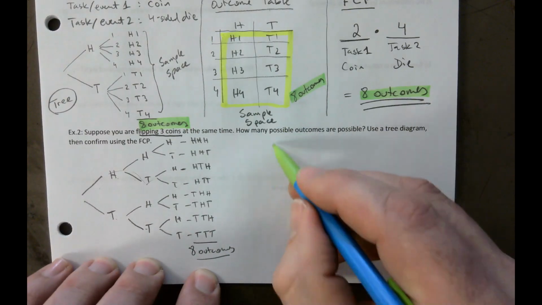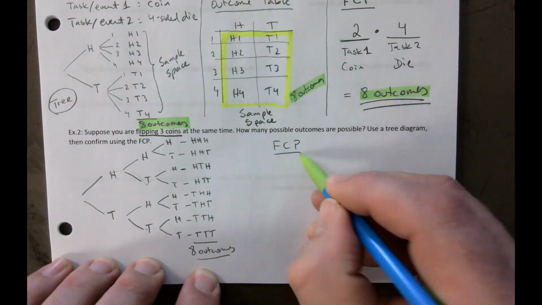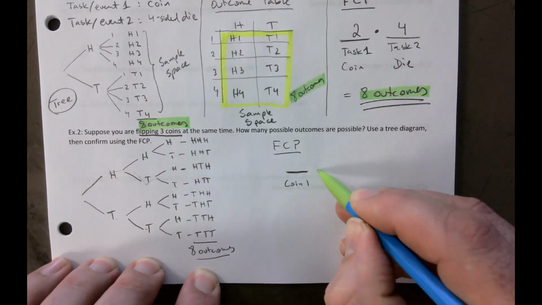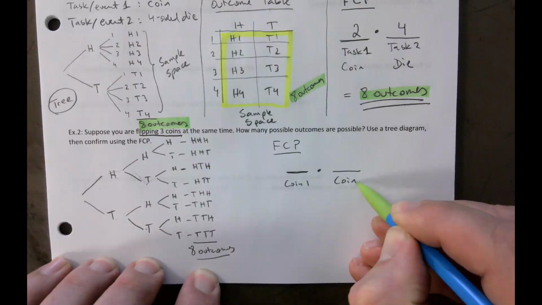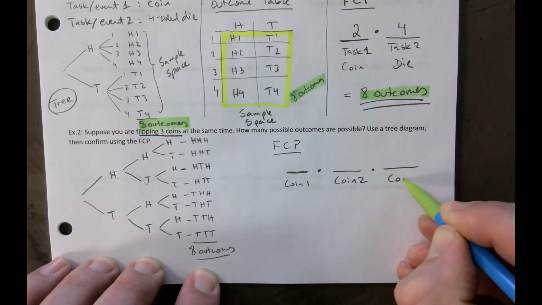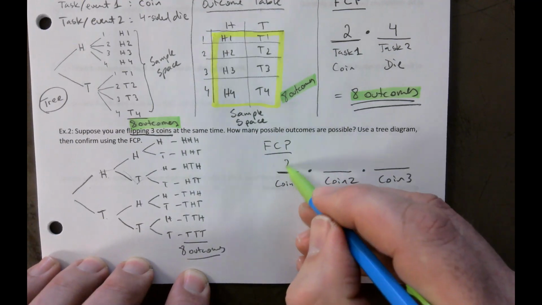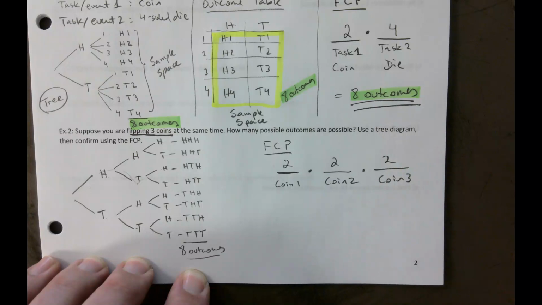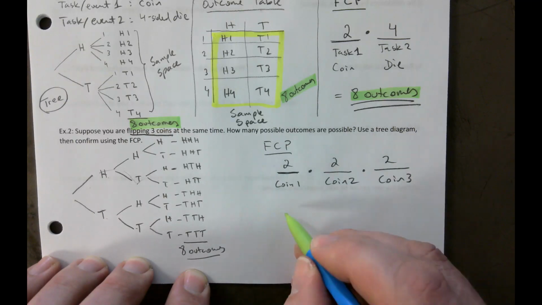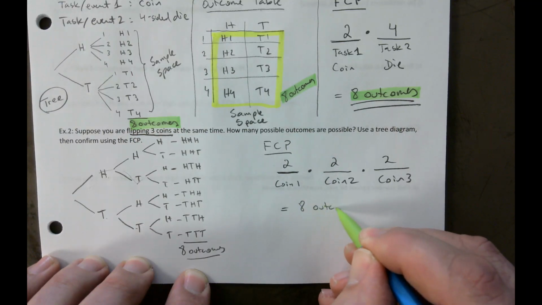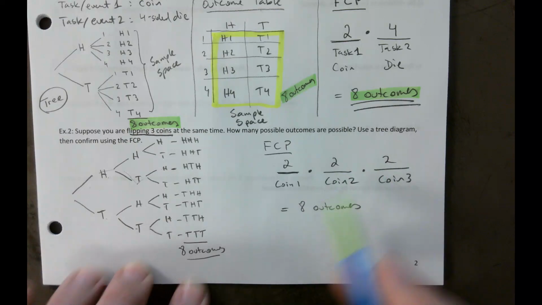How so? If you use the fundamental counting principle, this would be your coin number 1 times coin number 2 times coin number 3. So each one of them in this case has the same number. It's all 2, unless you have a 3-sided coin. I don't know if there's such a thing. 2, 2, 2. So that'd be 8 outcomes. So confirmed. This is a quick way to confirm, are you doing this right?